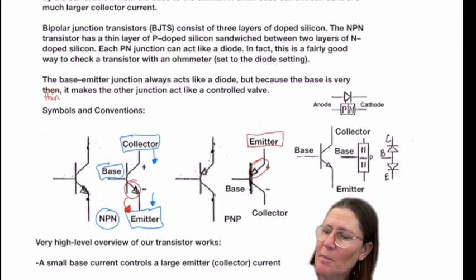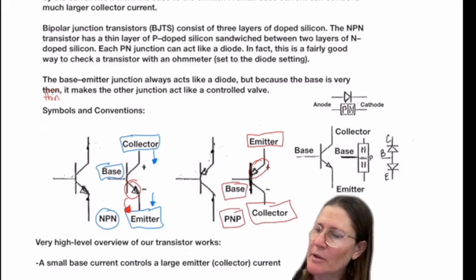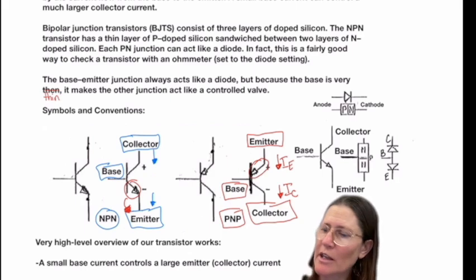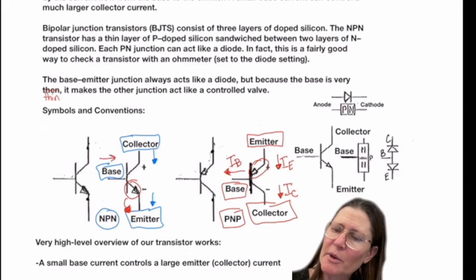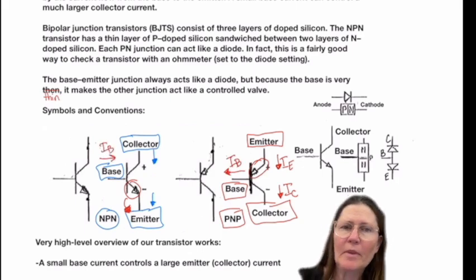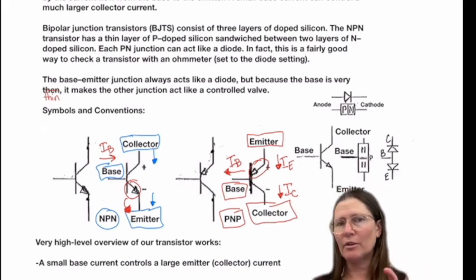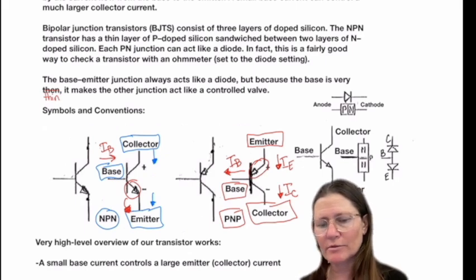And this will be a PNP. The collector will be on the bottom and your base will still be over on that side. Here your current flows from the emitter side, it goes down to the collector and then out the base this way. And here your base current goes in. So they have a little bit different flow of how the currents go in and out.